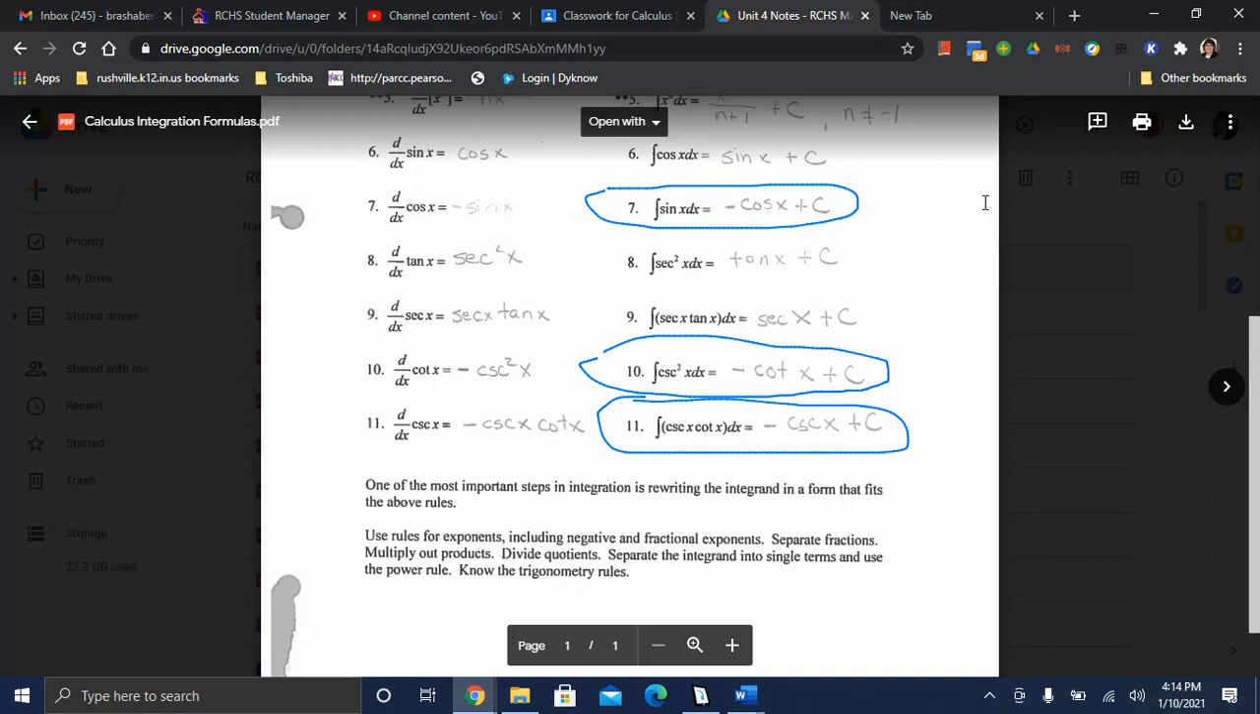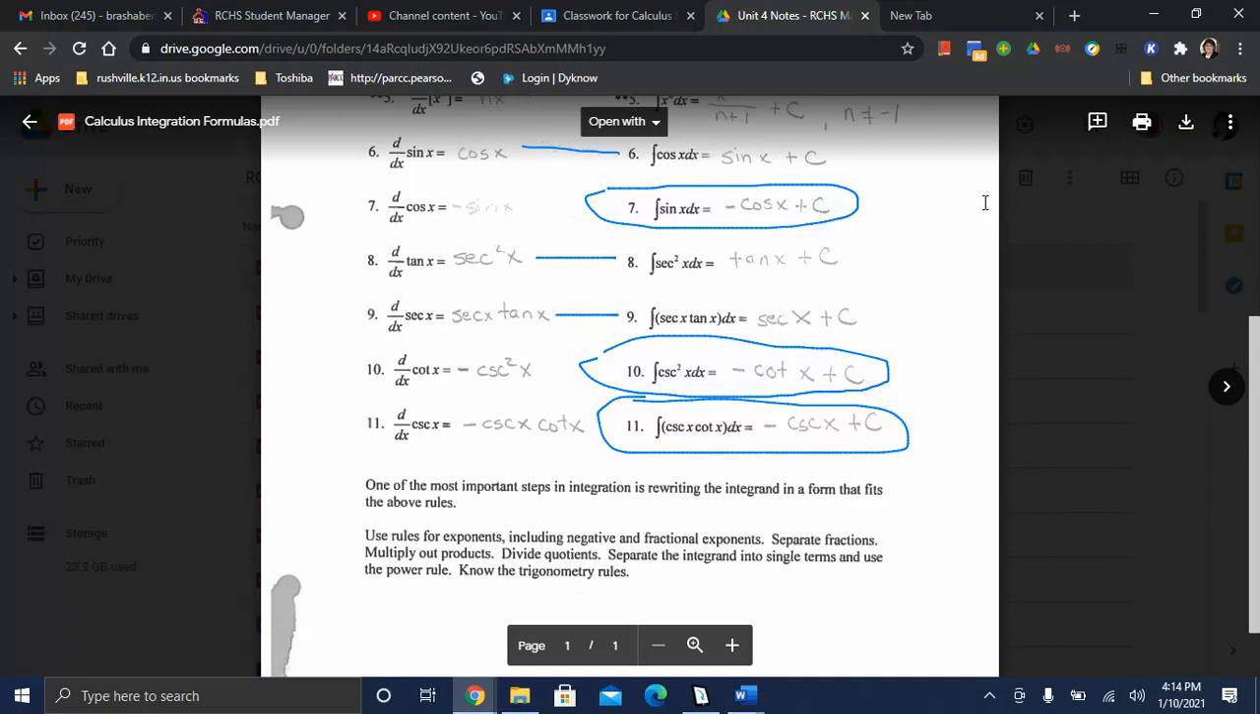The antiderivative of cosecant squared of x is negative cotangent of x plus c. Antiderivative of cosecant of x, cotangent of x, is negative cosecant of x plus c. So hopefully as you are looking, you can see the relationship between the derivatives and the antiderivatives.